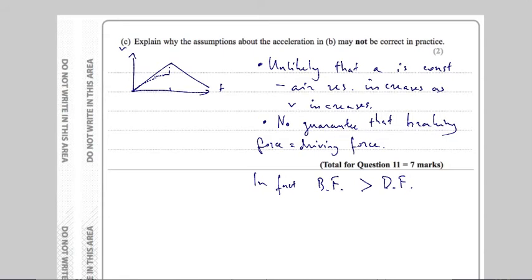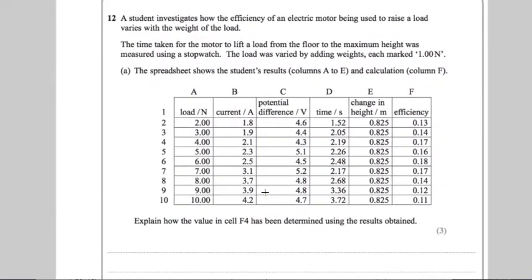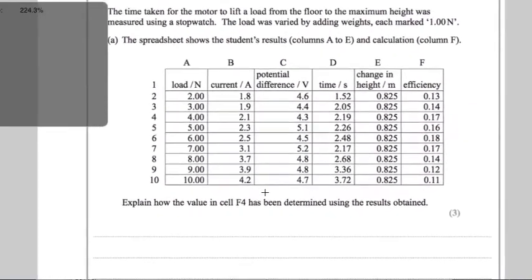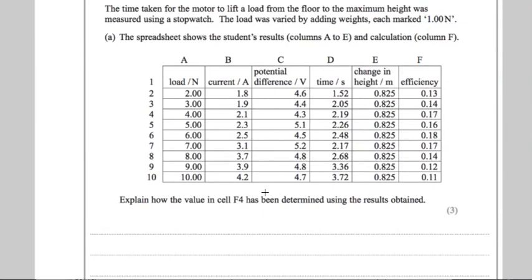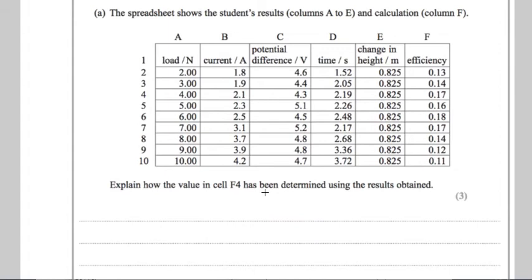Let's keep moving. Question 12. A student investigates how the efficiency of an electric motor being used to raise a load varies with the weight of the load. The time taken for the motor to lift the load from the floor to the maximum height was measured using a stopwatch. The load was varied by adding weights, each marked 1 Newton. The spreadsheet shows the student's results, columns A to E, and calculation, column F. Explain how the value in cell F4 has been determined using the results obtained.